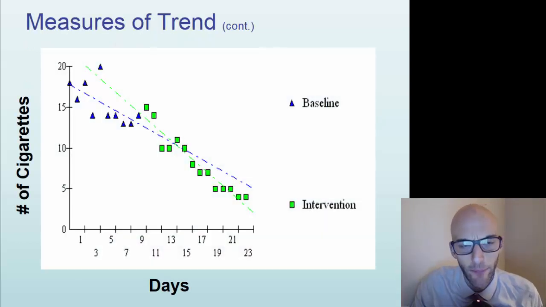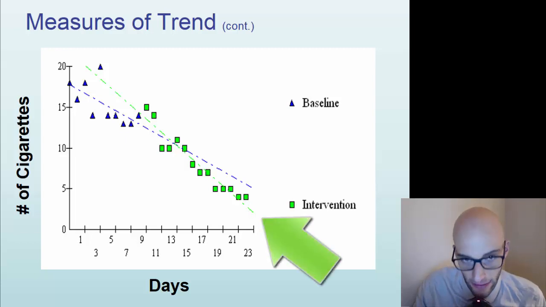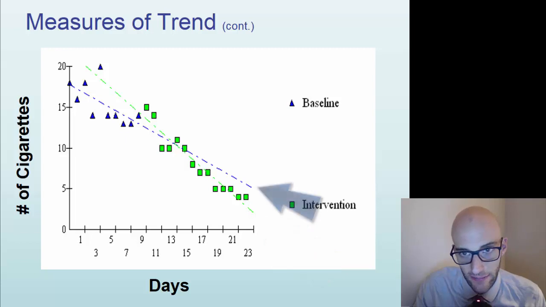So here's a good example. Number of cigarettes smoked per day. We can see that the green line is the intervention phase, and the blue line is obviously the baseline, the blue triangles.